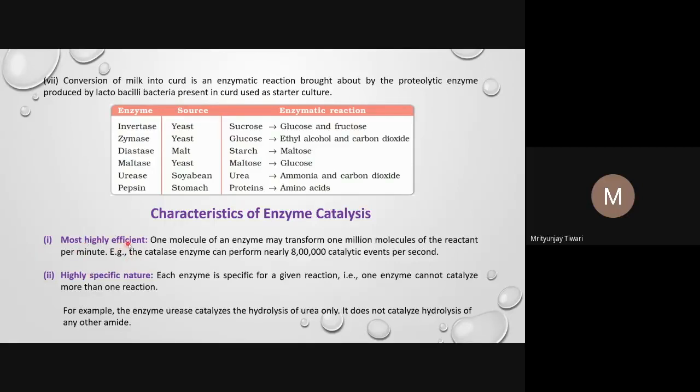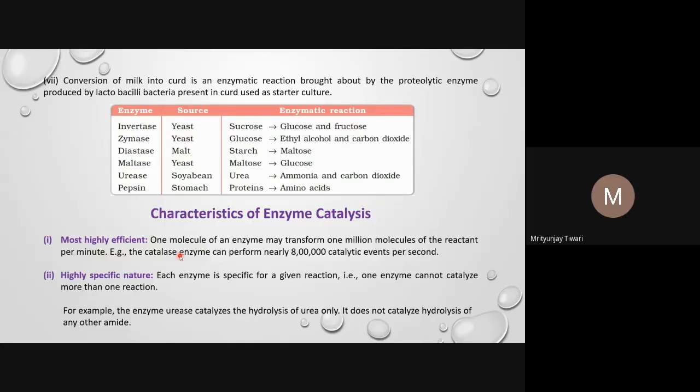And what are they? First, enzymes are the most highly efficient catalysts, so efficient that one molecule of an enzyme may transform 1 million molecules of the reactant per minute. As an example, the catalase enzyme can perform nearly 8 lakh catalytic events per second. This is around 1 million per minute.